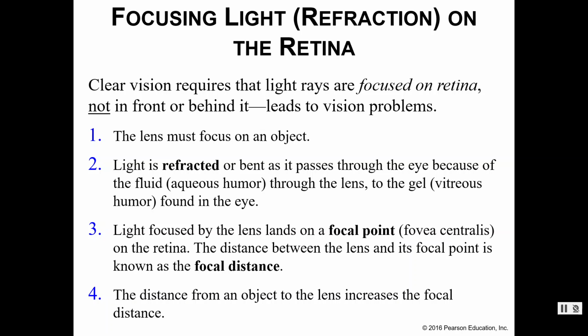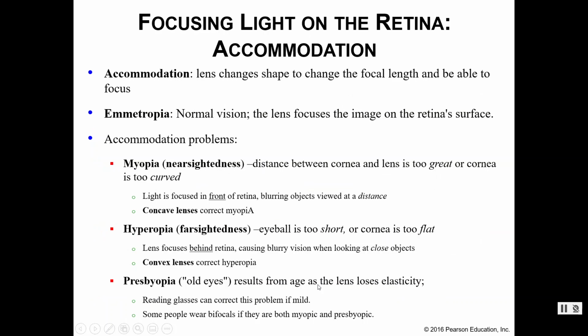Now, the distance from an object to the lens increases the focal distance. So depending on where the object you are looking at is, is it close up? Is it a little farther away from you, or is it way off in the distance? That has an effect on the focal distance. Your lens can change shape to change the focal length in order for us to be able to focus on things in our field of view.